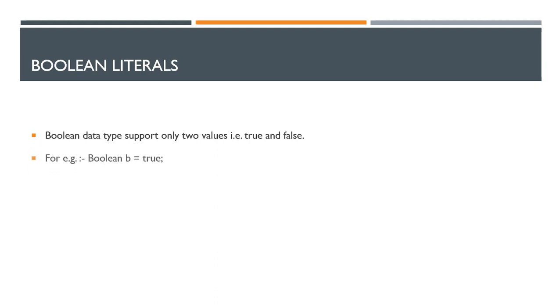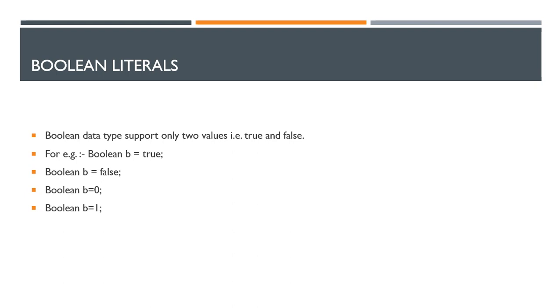Okay, so friends, this is an example of how to assign a boolean literal to the boolean data type. And if I assign 0 and 1, what will happen in that case? Let's see the different ways, something practical.